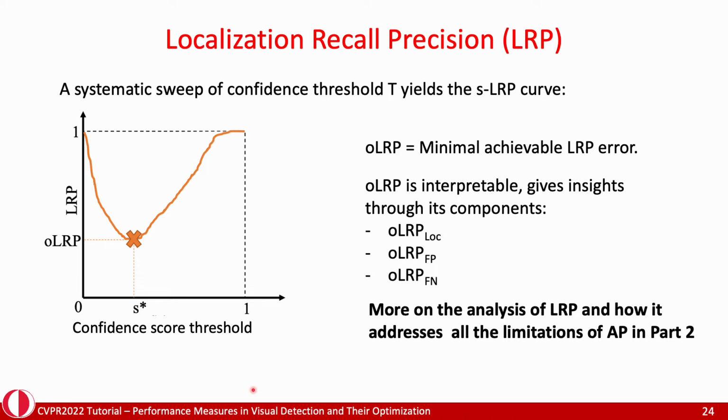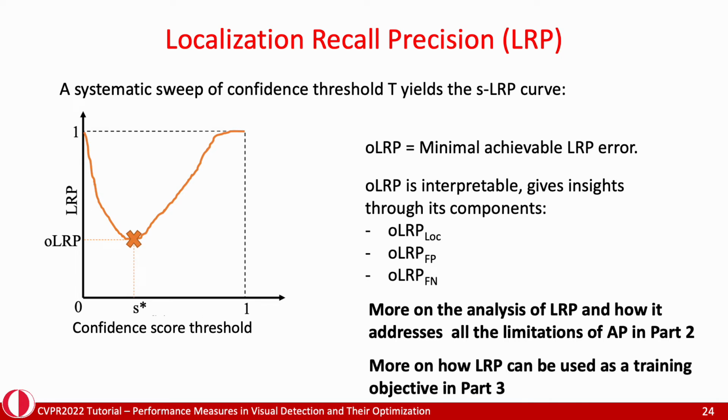We will talk more on the analysis of LRP and how it addresses all the limitations of AP in part 2. And in part 3, we will talk on how LRP can be used as a training objective so that the training and evaluation of visual detectors is unified for improved performance.